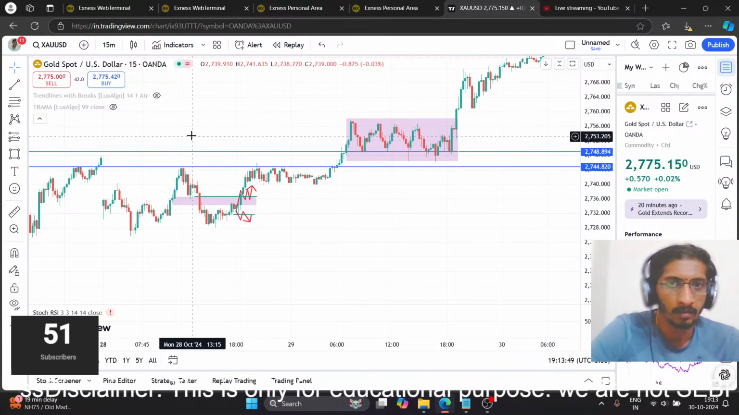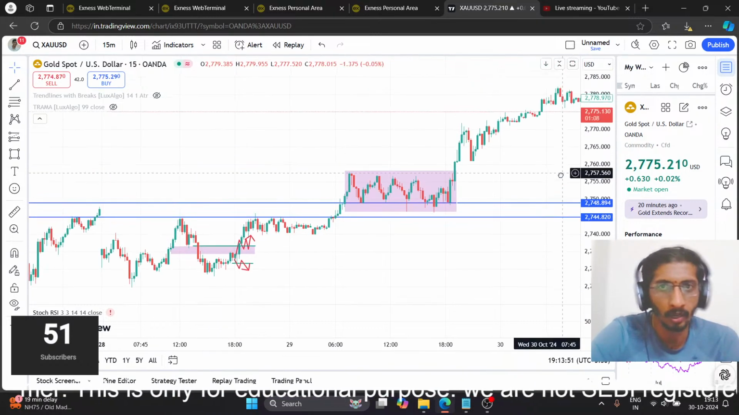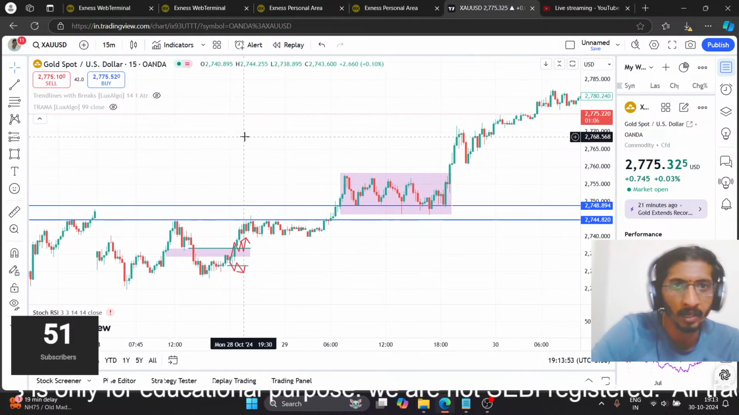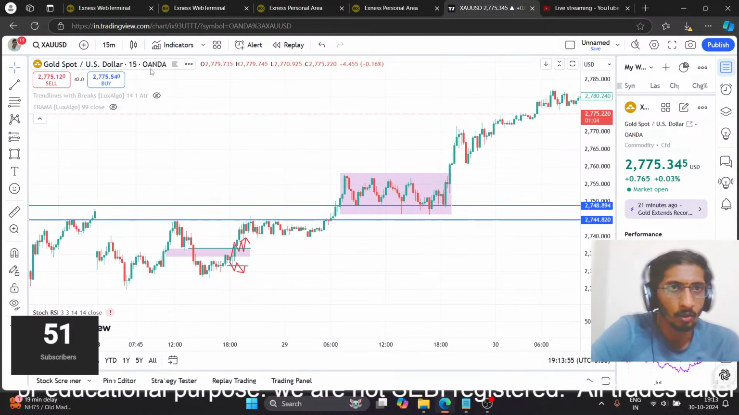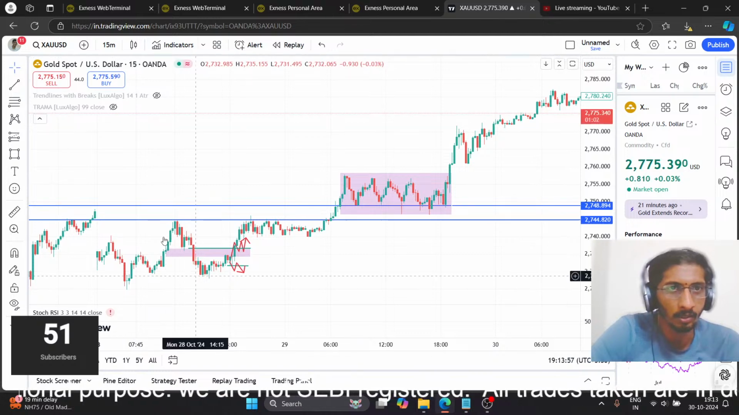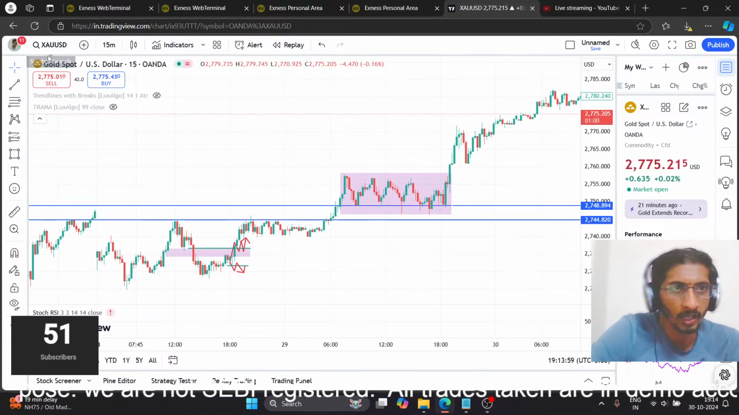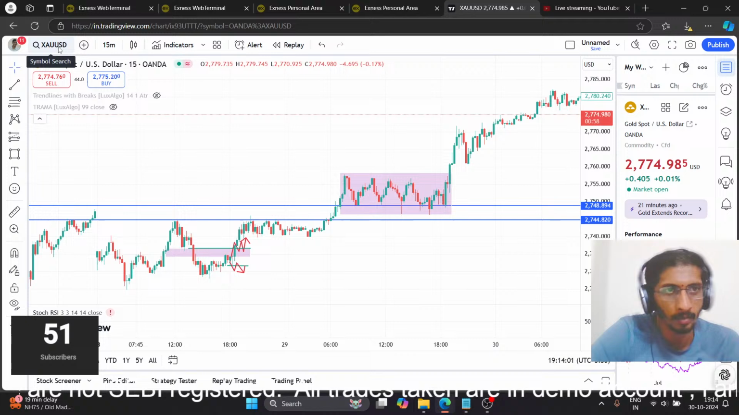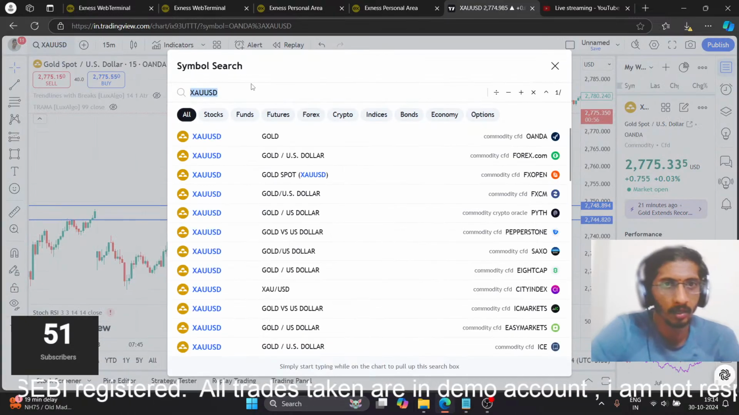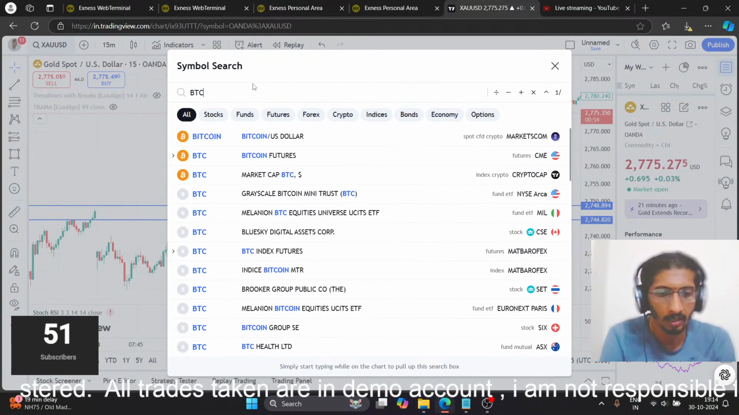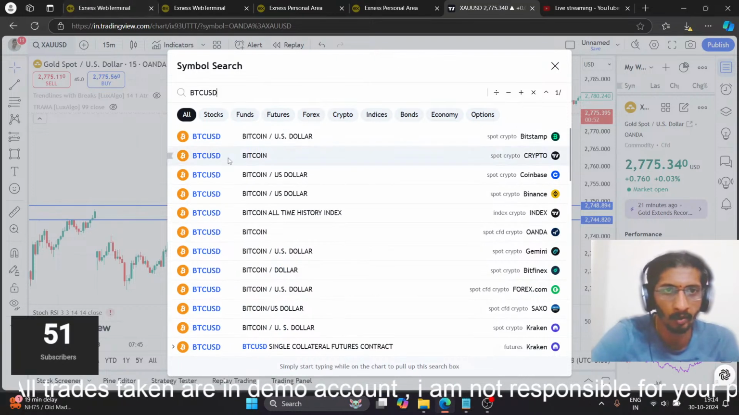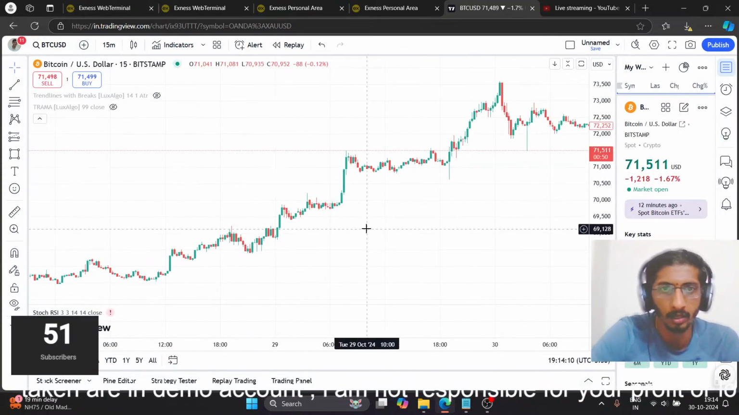Okay, so this is about TradingView. You have to check in 15 minutes or 5 minutes. XAUUSD is gold. If you want to change to something else, you click on the search button and type BTC or whatever you want. So it will change.